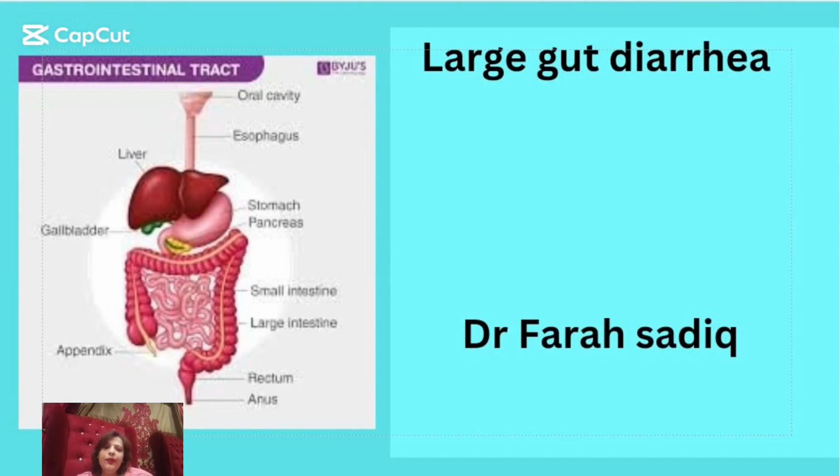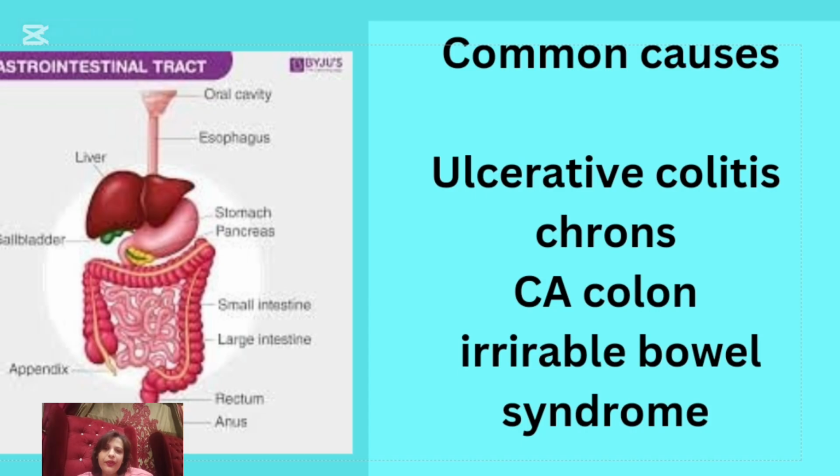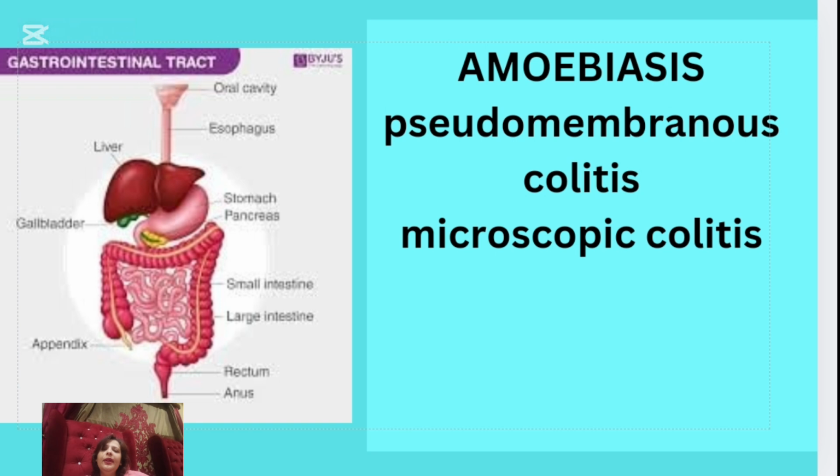Hello students, today we will discuss some important causes of large gut diarrhea. First of all, inflammatory bowel disease, which includes ulcerative colitis. Then Crohn's disease, as we know that Crohn's disease can affect any part from mouth to anus, so it can also be a cause of large gut diarrhea other than small gut diarrhea. Then after that, CA colon, then irritable bowel syndrome, then amoebiasis, after that pseudomembranous colitis and microscopic colitis.